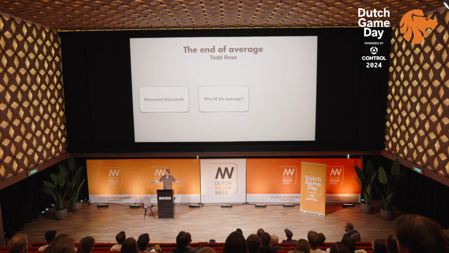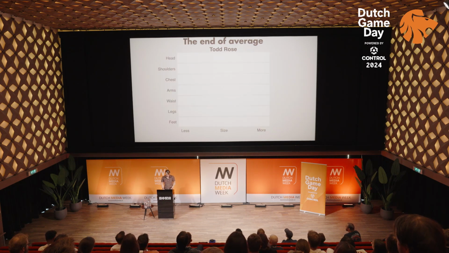Like if you measured all those people and averaged it down, is there someone who fits exactly that average? None. None of them do. So if, for example, we take a bunch of body parts here, like head, shoulders, chest, arms, waist, legs, and feet, and the size either less or more.